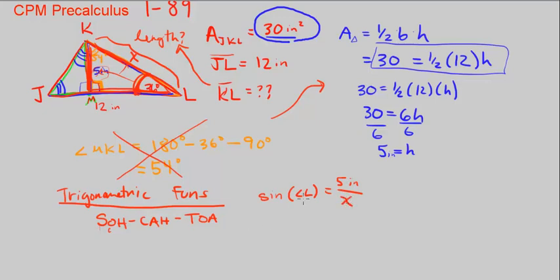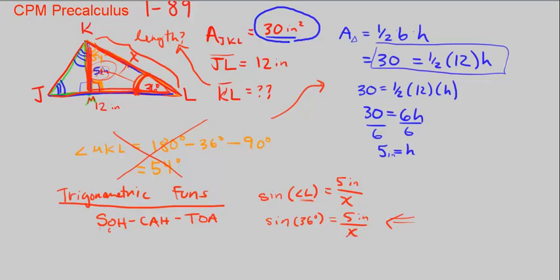Do we know what angle L is? Yes, it's 36 degrees. So sine of 36 degrees is equal to 5 inches divided by x. We have one unknown, x, and we can use this to solve for x. So we did not need to know the angle up here. All we needed to know was the height is 5 inches.